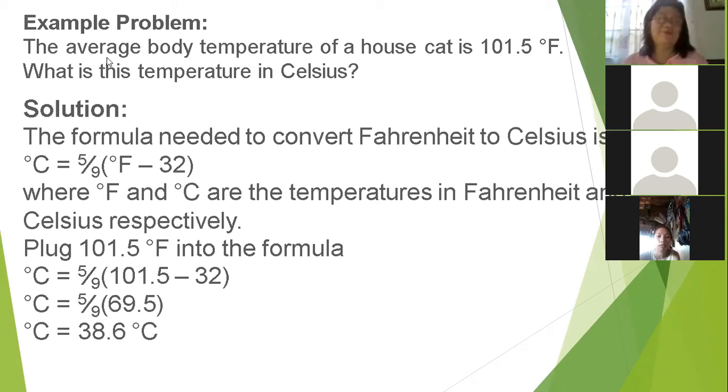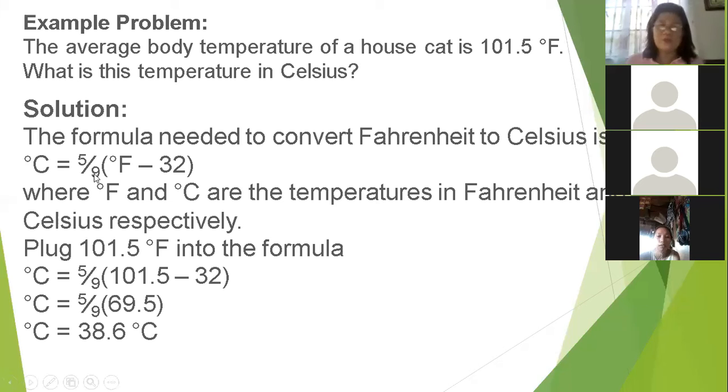So here, the average body temperature of a house cat is 101.5 degrees Fahrenheit. Okay, what is this temperature in Celsius? Okay, what formula are we going to use?